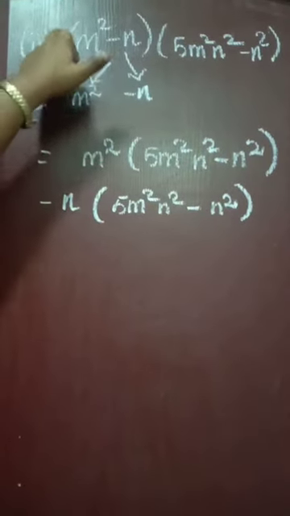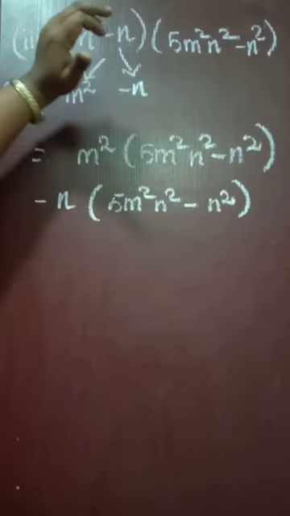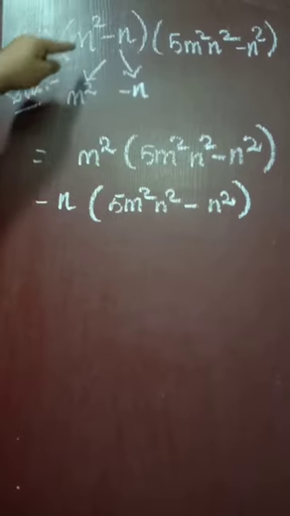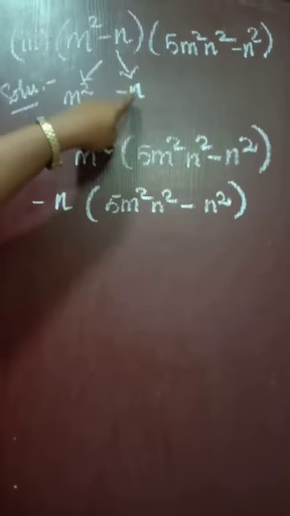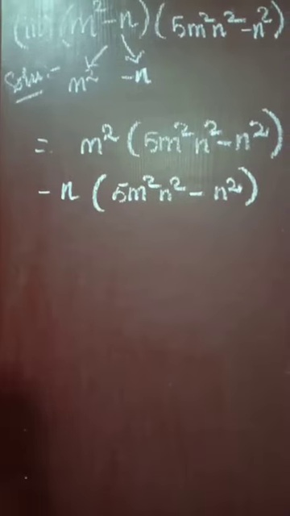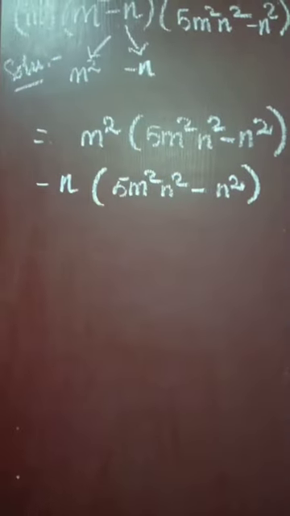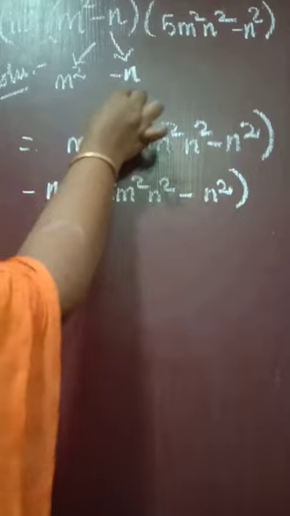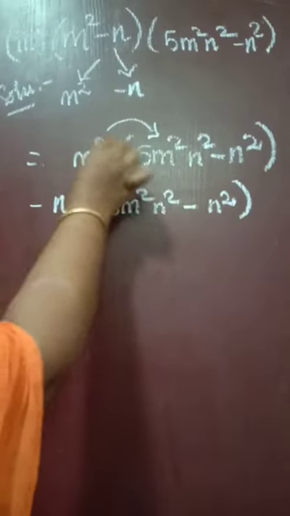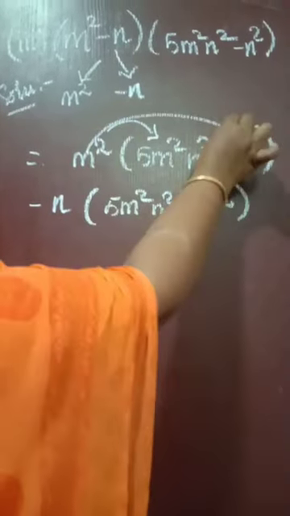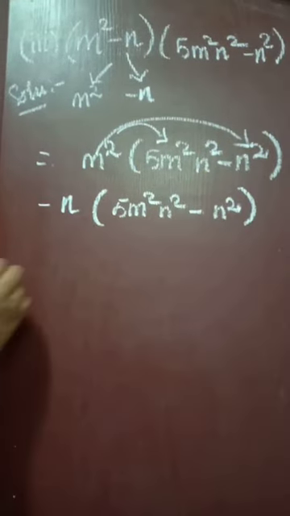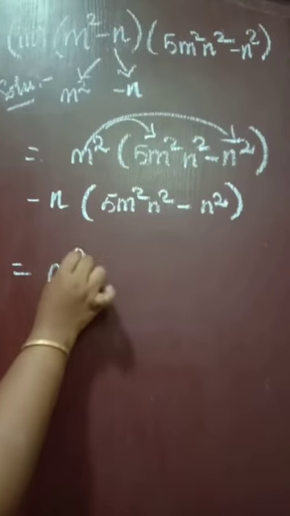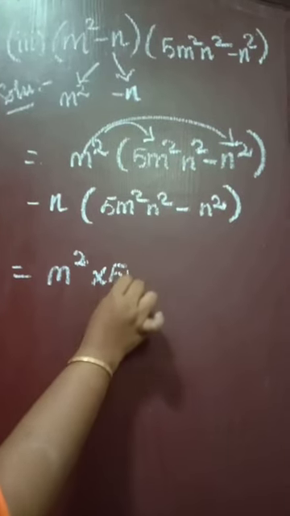So what is done in this step? Yes, the first bracket I split: one is m squared and another one is minus n. So m squared multiplied with the second bracket, and minus n multiplied with the second bracket. Next, use the distributive property. Multiply m squared with the first term, and then multiply m squared with the second term. So m square into 5m square n square.